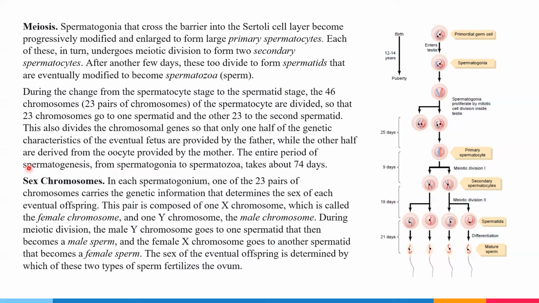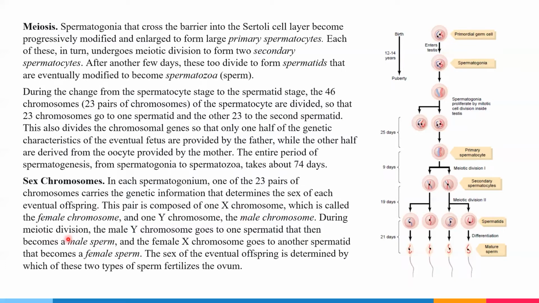Next, we look into the sex chromosomes that are present in the sperms. In each spermatogonia, one of the 23 pairs of chromosomes carries the genetic information that determines the sex of each eventual offspring. This pair is composed of one X chromosome, which is called the female chromosome, and one Y chromosome, the male chromosome.